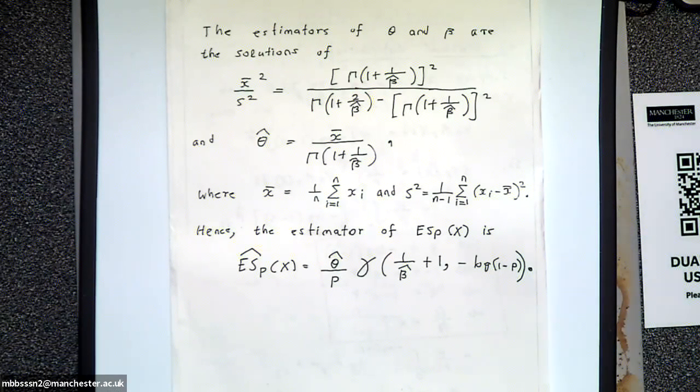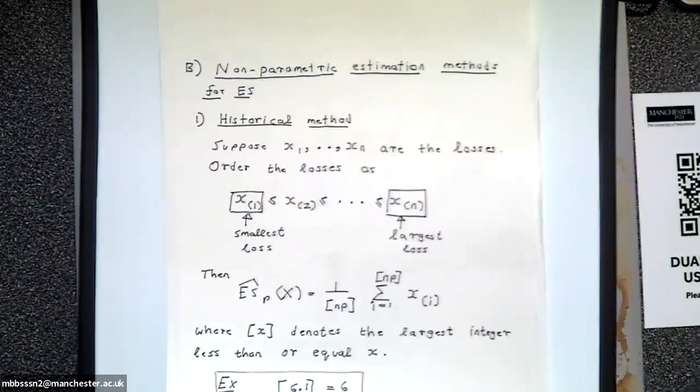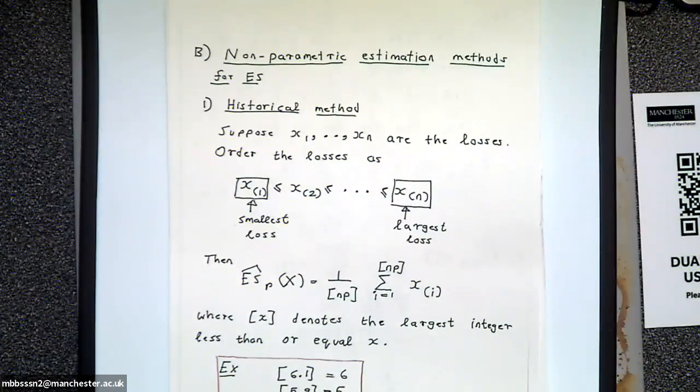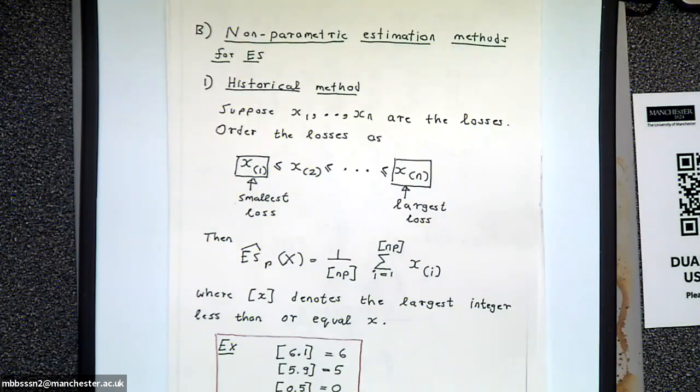All right, now let's go to the non-parametric estimation methods, right? And the first of them is known as the historical method. Now, remember last week also we talked about the historical method, but that was the historical method for estimating VaR. Now, what you see here is the historical method for estimating ES, right? So this is slightly different.